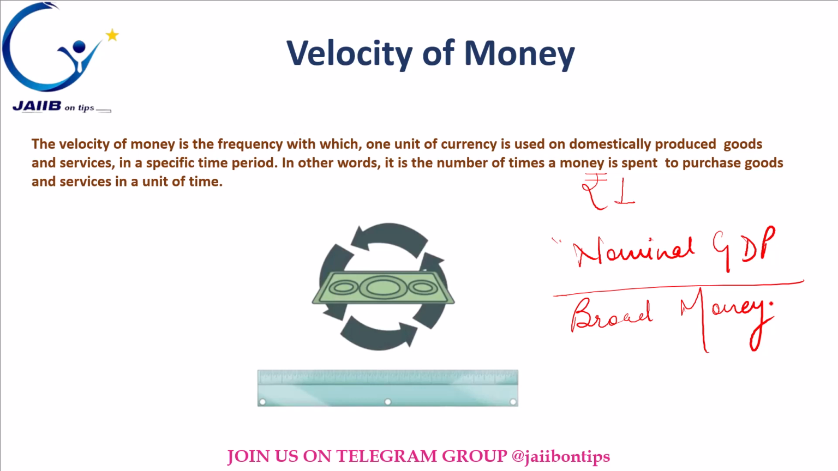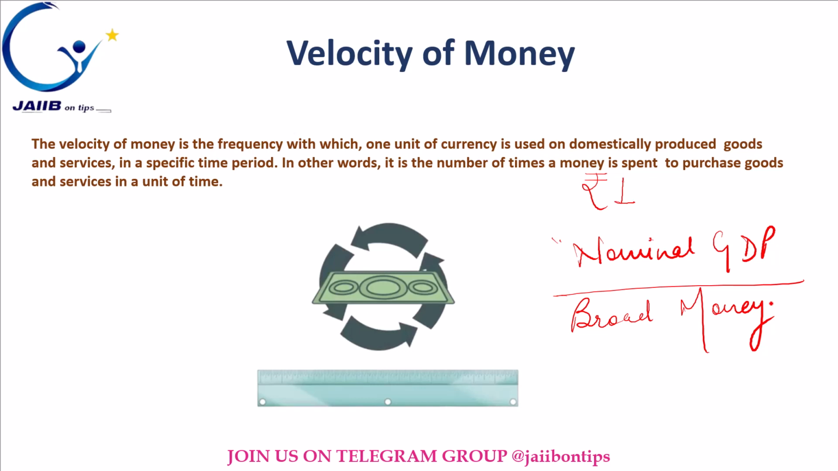So in summary, velocity of money tells us how fast money is circulating in the economy, and it is found by comparing the total value of goods and services to the total money supply. It's an essential measure to understand the speed and impact of money on the economy.